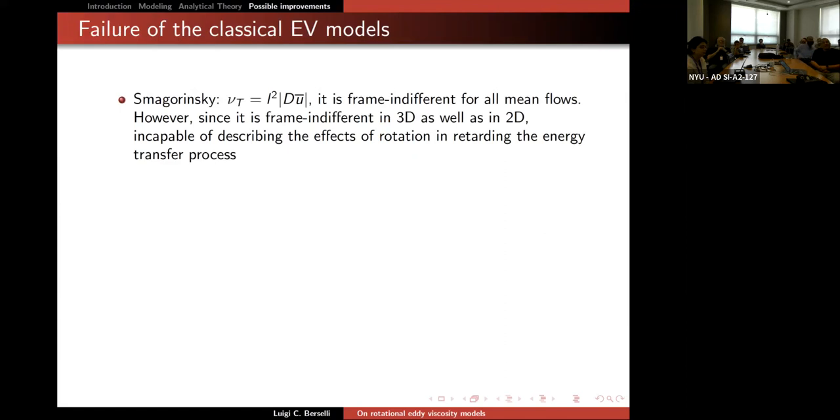So if you start rotating, this viscosity is not seeing that the system is rotating. So it's not consistent with the fact that if there is big rotation, the motion becomes stratified, and also it is not capable of understanding if the problem is 2D or 3D. The eddy viscosity is okay, but it is too rough.